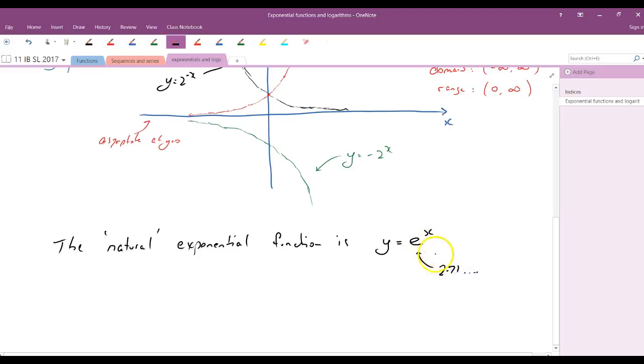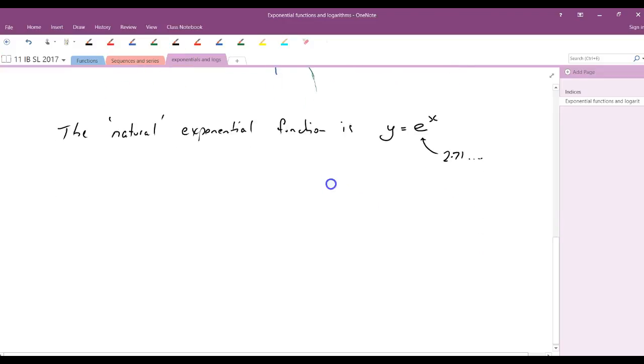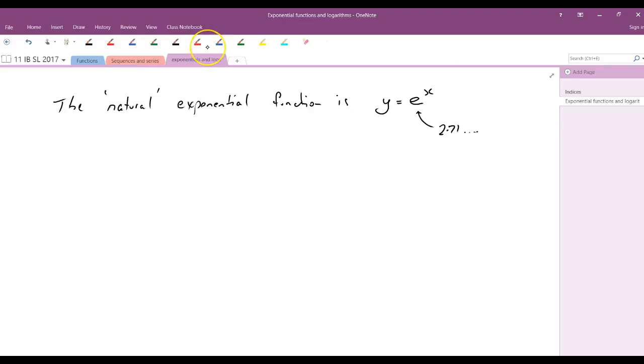I'm going to save the fun till later to develop what the significance of this 2.71 is. But you might see natural exponential function. You might also see natural logarithmic function referred to, and that's what it refers to. It refers to this e. Read e as you would pi. It's a Greek letter, and it has this value. It's a constant.